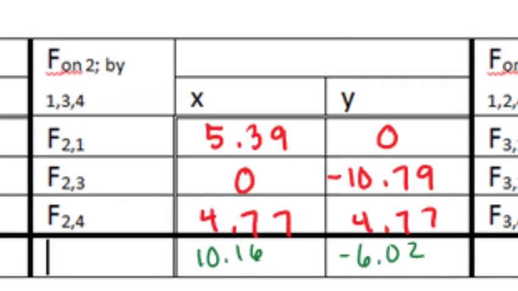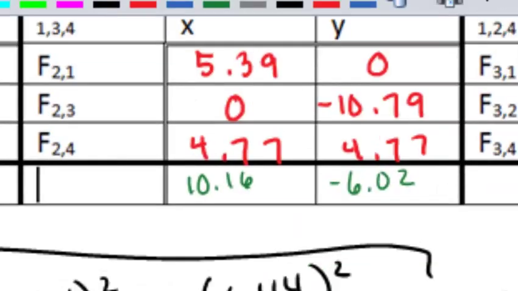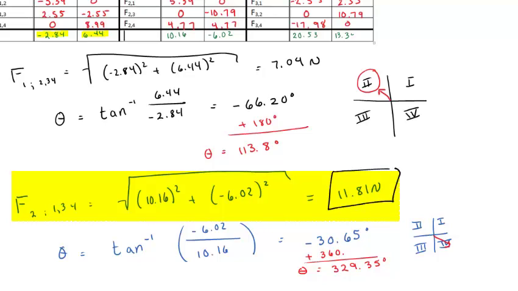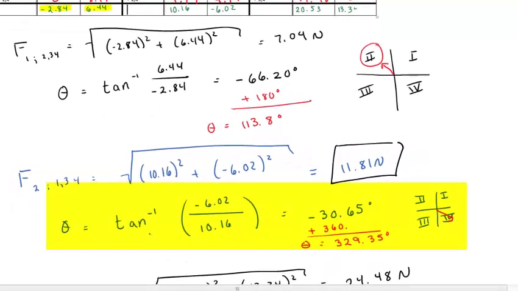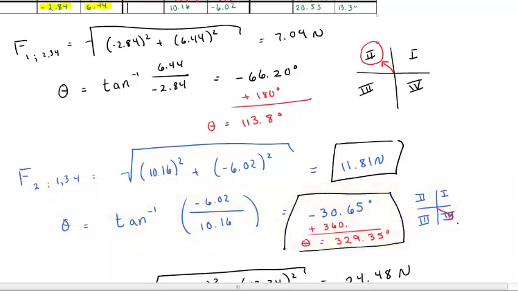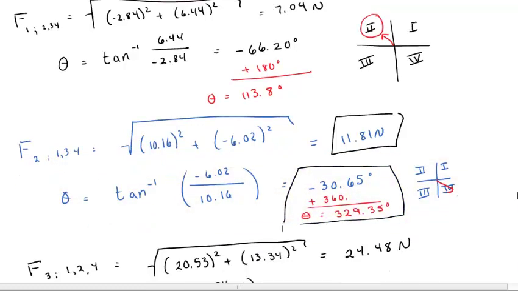Taking a look at the second one, we're looking at the force on charge 2 exerted by charges 1, 3, and 4. So we're looking at the net force. We're going to look at the x and y components of that, which is 10.16 and negative 6.02. Put them in the Pythagorean theorem, and we get that the magnitude of that force vector is 11.81 newtons, and the angle, again using the inverse tan of our y component divided by our x component, is negative 30.65. Because we have a negative y and a positive x, we know it's in quadrant 4, so we have to add 360 degrees, and we get that the angle is equal to 329.35 degrees.